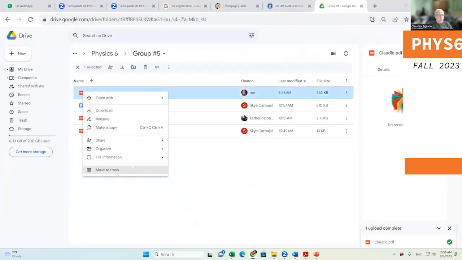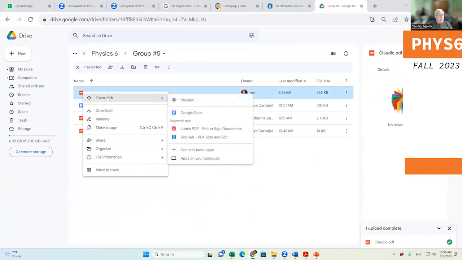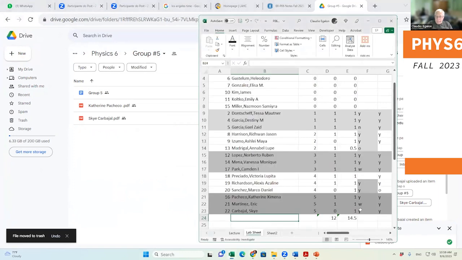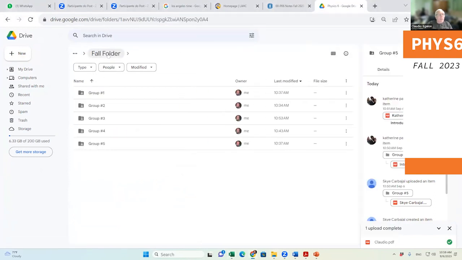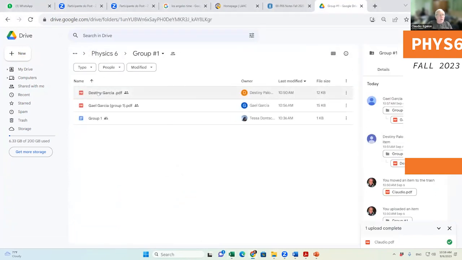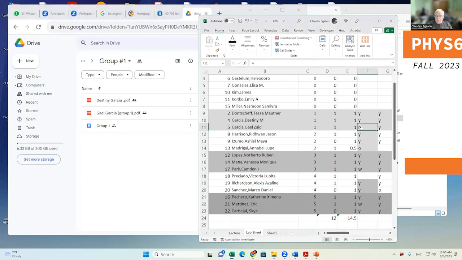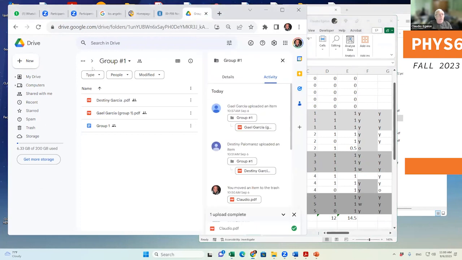And now I'm going to move to trash. Okay, and so okay, let's go to Gael. Let's see if I can see your file there, Gael. Yeah, I can see it. Good. So yes. Anybody else? Let's see, Camden. Group number 3.